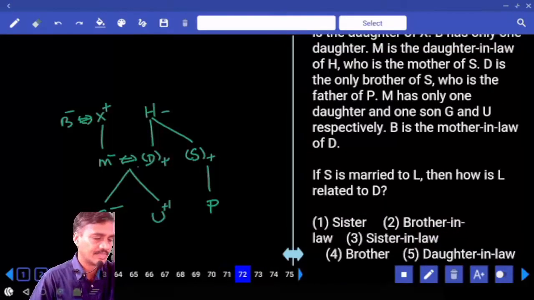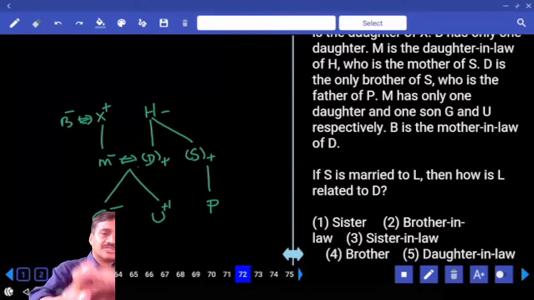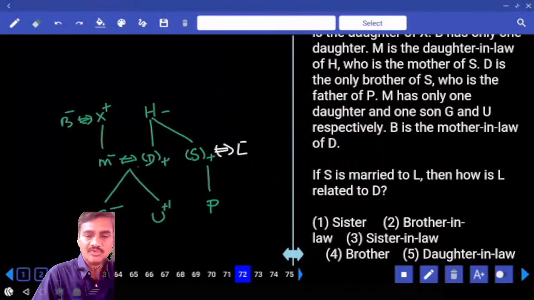Choice 1. Then 72. If S is married to L. S is a male. Married to L means L is a female. How is L related to D? D is the brother, so his wife is a sister-in-law. Choice 2. Sister-in-law.